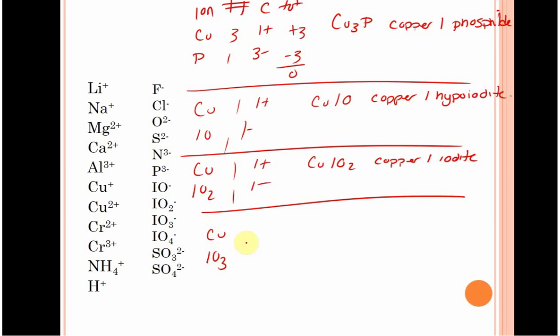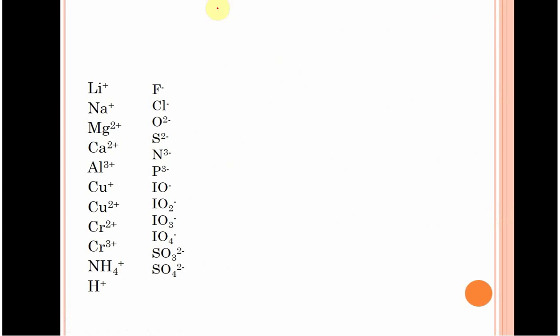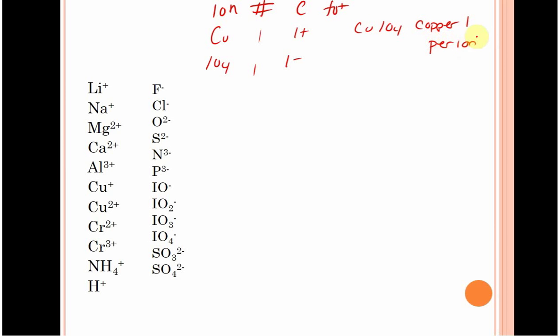Cu and IO3 plus 1. This is going to have a 1 minus charge. Just need one of each. CuIO3 for copper 1 iodate. Ion number, charge, and total. Copper and IO4 plus 1, 1 minus. They already cancel, so you just need one of each. CuIO4 is copper 1 periodate.